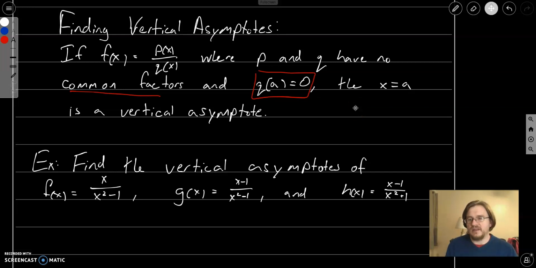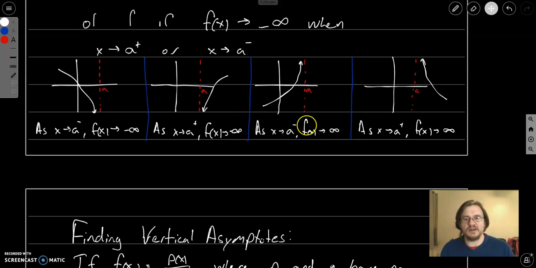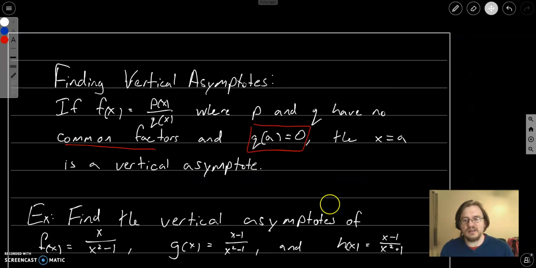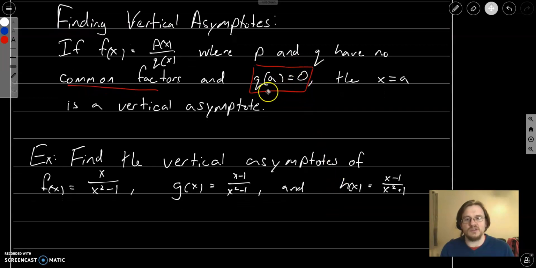Hello and welcome back. So let's continue looking at vertical asymptotes. So again, a vertical asymptote is where our function is going to shoot off toward plus or minus infinity as we approach some line. So we want to find these, and vertical asymptotes are going to be where we're going to divide the function by 0, but only when p and q, as in the polynomial on top and the polynomial on bottom, do not have any common factors.